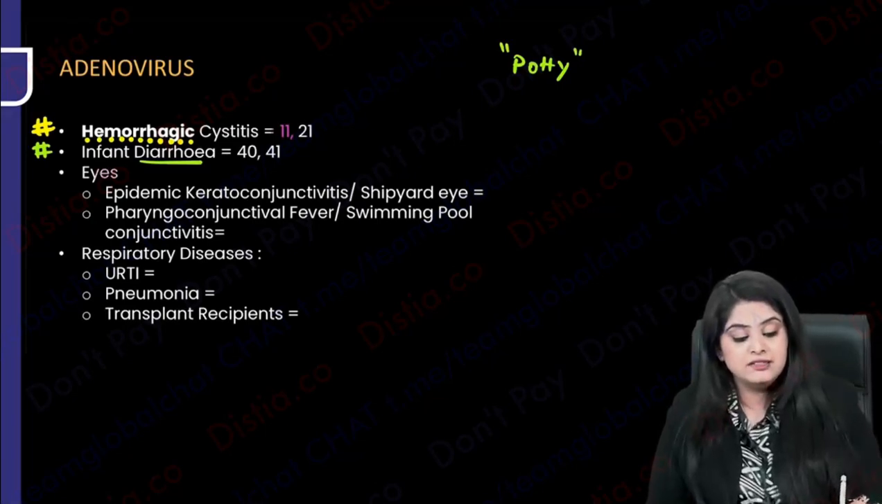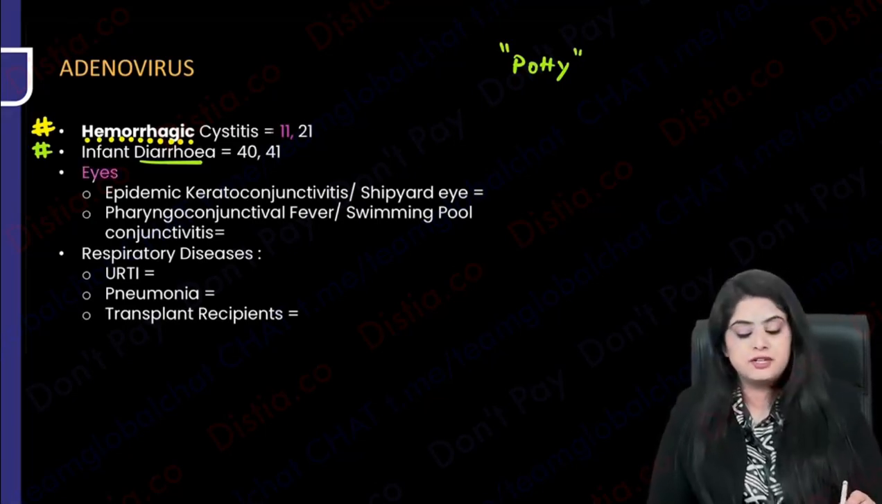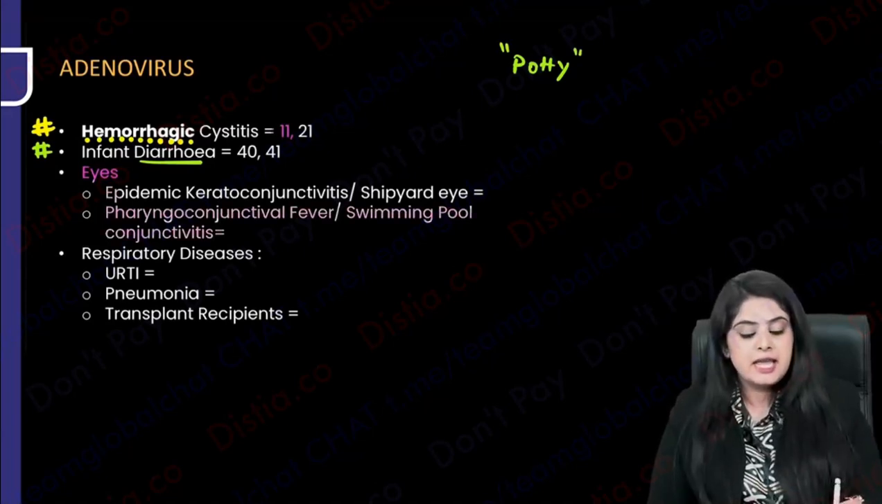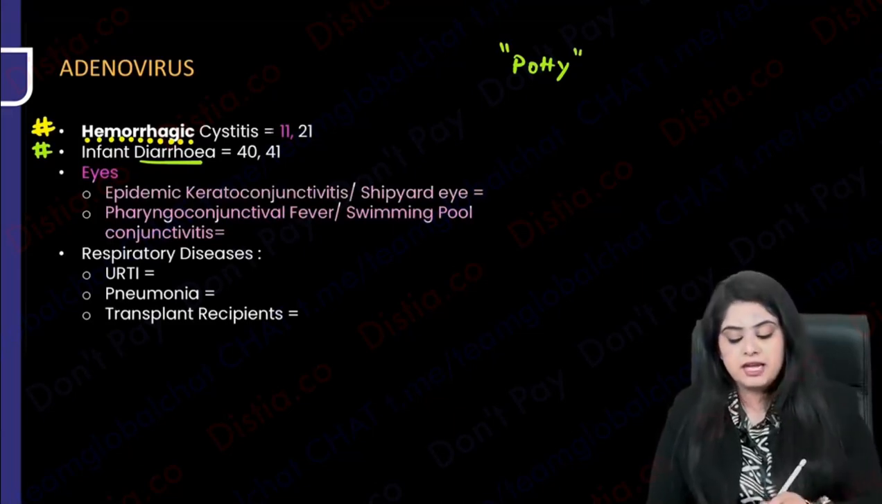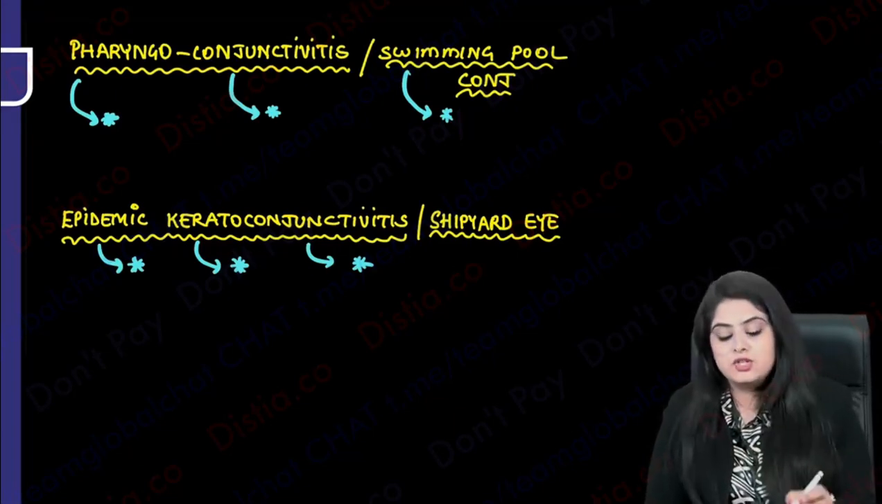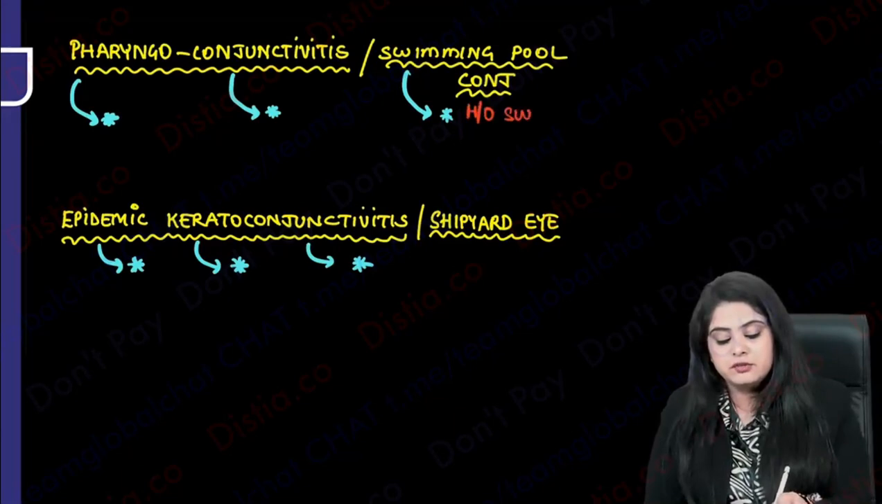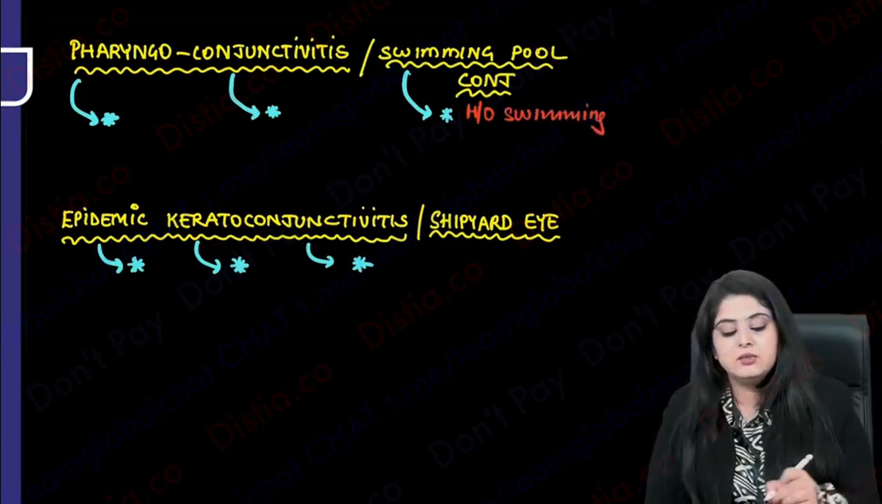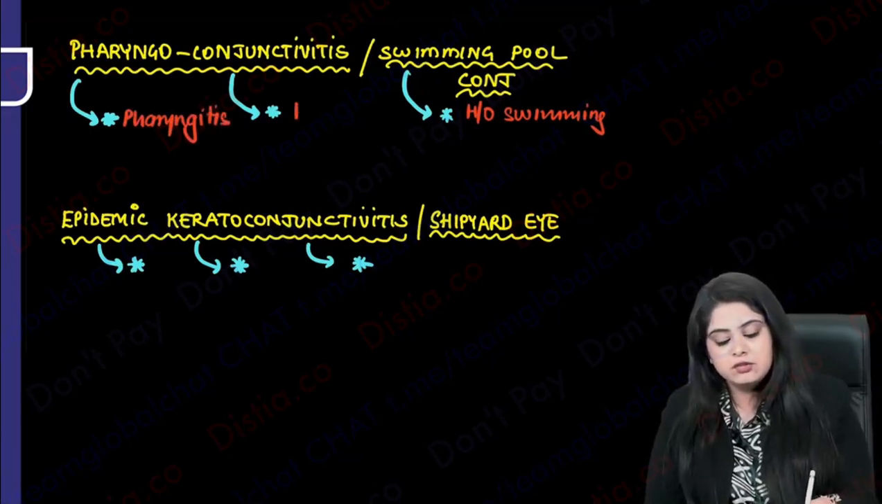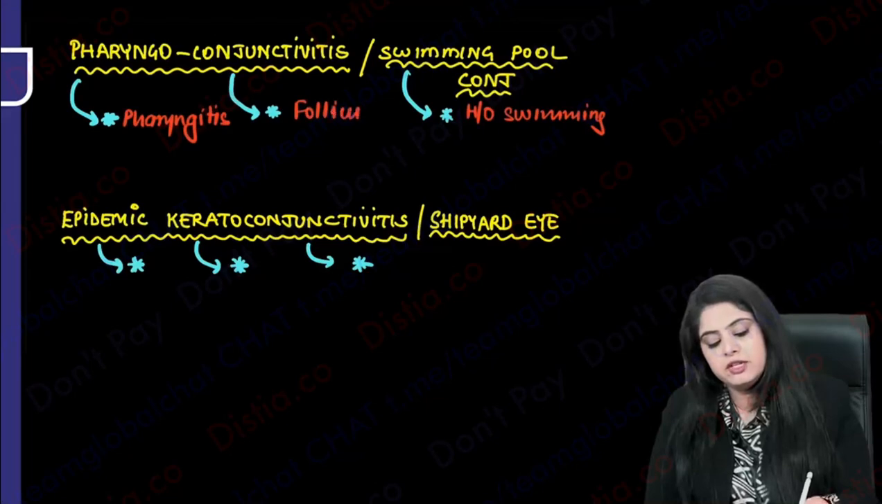Now let's come to the eye problems. There are two very famous problems that you have. First, let me tell you the meaning. We have written something called pharyngoconjunctival fever, called swimming pool conjunctivitis, and epidemic keratoconjunctivitis, known as shipyard eye. So what all is written over here? Let me sort out that first. Swimming pool conjunctivitis. So there is going to be a history of swimming. It is known as pharyngoconjunctivitis. Pharyngo means the patient is going to have pharyngitis. And conjunctivitis, of course, so this is usually a type of follicular conjunctivitis, which can be unilateral or bilateral.